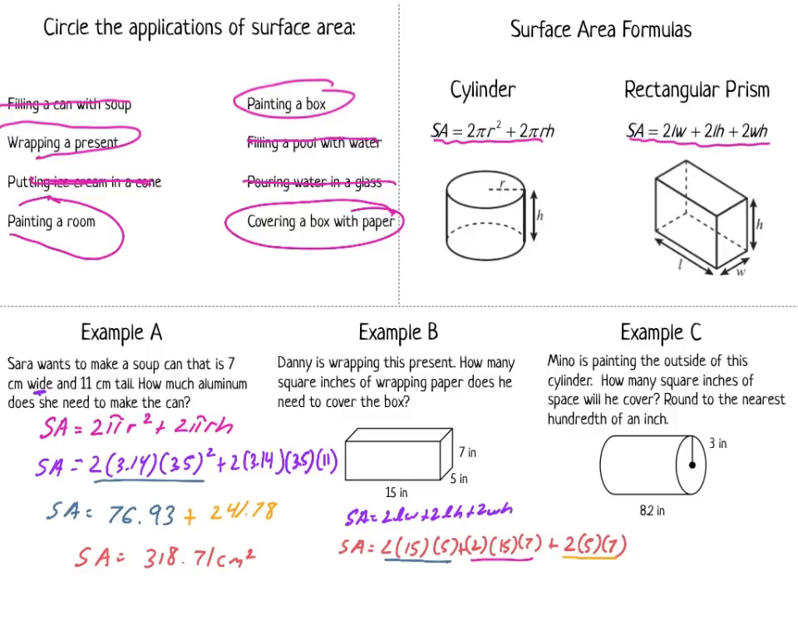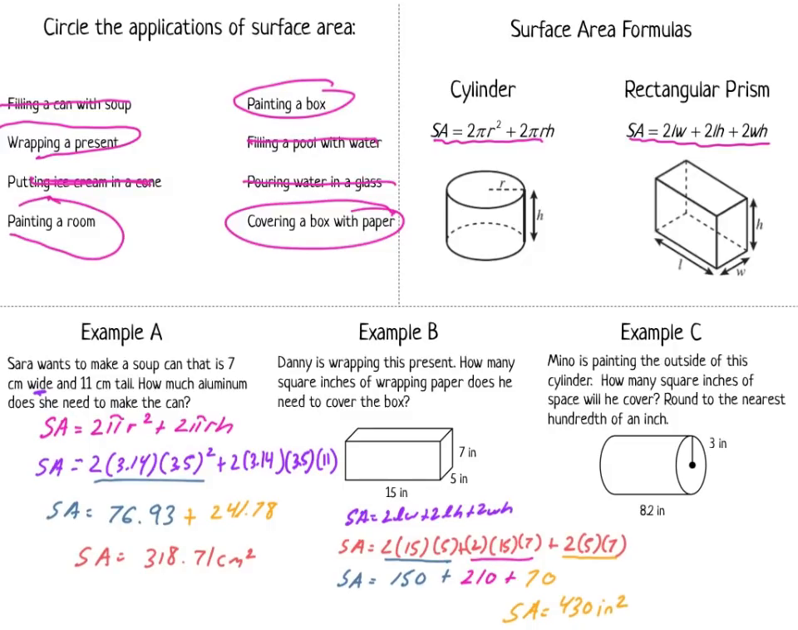so that we have our information separated before we add. So 2 times 15 times 5 in our calculator is going to give us 150. We're going to be adding that to our 2 times 15 times 7, which is going to be 210. And then we're going to be adding that to our 2 times 5 times 7, which is going to be 70. So when we add those all together, our surface area is going to be 430, and again, it's a measurement, so we need to have our inches squared.